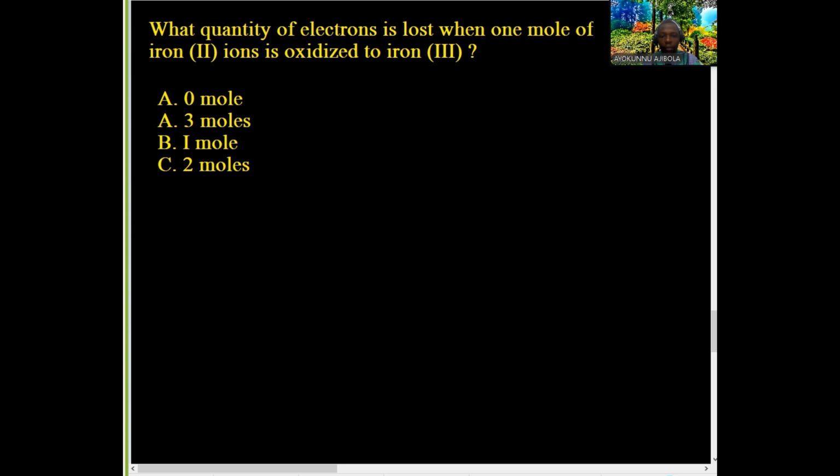What quantity of electrons is lost when 1 mole of iron 2 becomes iron 3? It's 2 moles. Yeah, I feel it's 3 moles. I know it's 3 moles. So I picked 2. Iron 2 to iron 3, right?